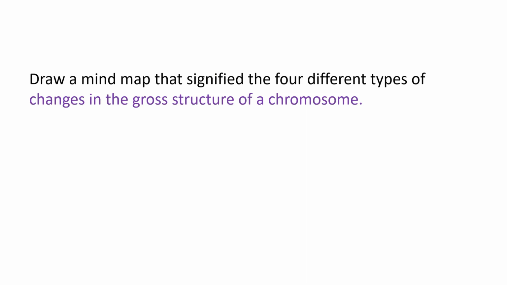Now class, draw a mind map that signifies the 4 different types of changes in the structure of a chromosome. This is your major homework. You have studied the 4 different types of changes in the structure of a chromosome. Now I want you to draw a mind map that relates these 4 changes. Use a mind tree map or any mind map.